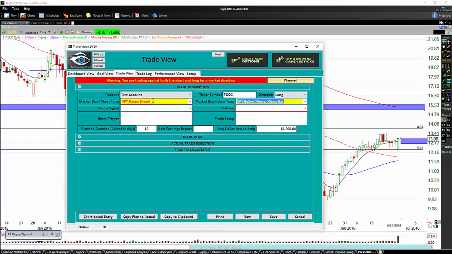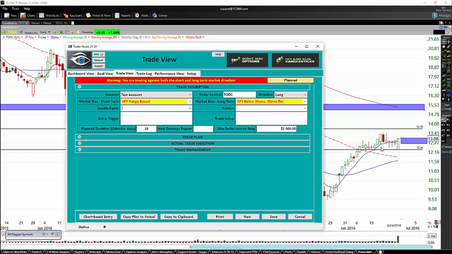You will note that we've received yellow warnings with red fonts for both the market biases, and these warnings are then given to us in English up here. Are we sure that we want to be trading against both the long and short-term market direction?